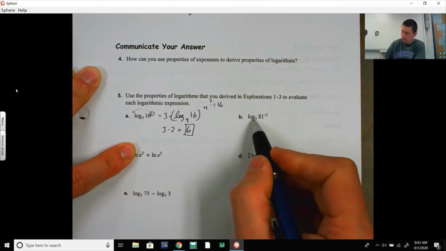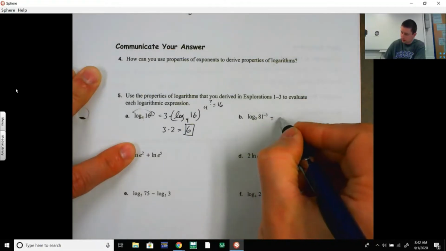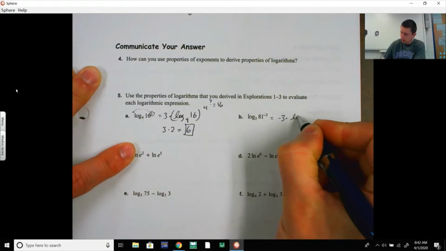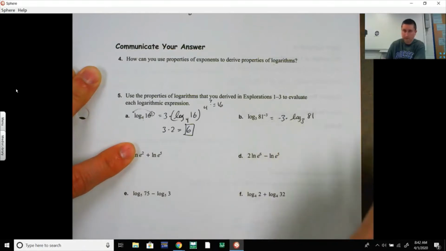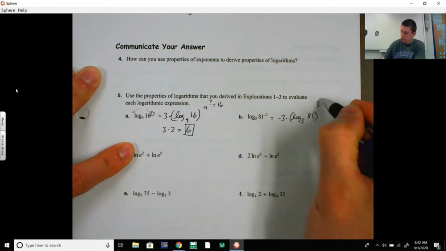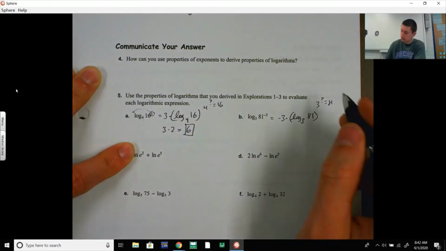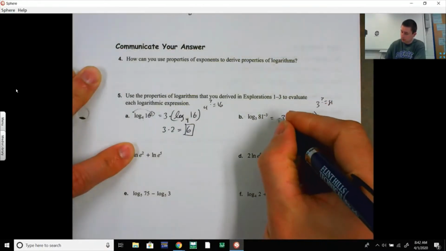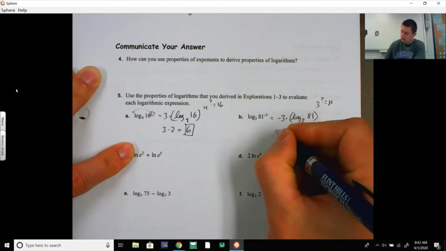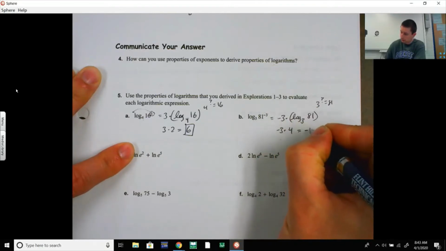Log base 3 of 81 to the negative third. Frog log it over the top: negative 3 times log base 3 of 81. Again, this logarithm, 3 to what power equals 81? You can use your chart, your nth root chart, to help you with that if you need to. That's going to be 4. 3 to the 4th power is 81, so that's negative 3 times 4. And so we get negative 12 for this answer.